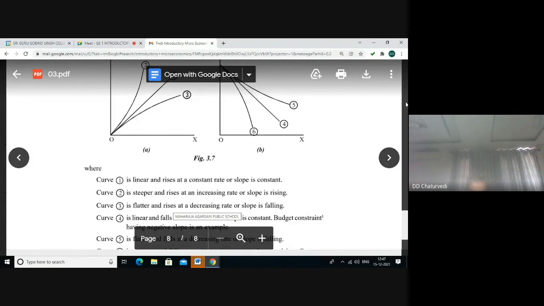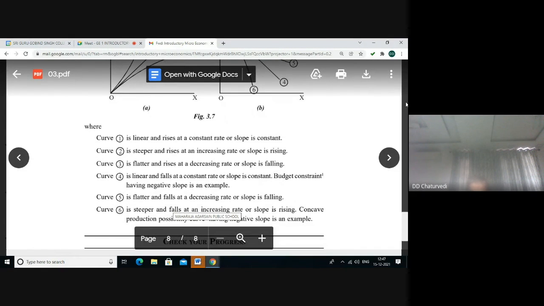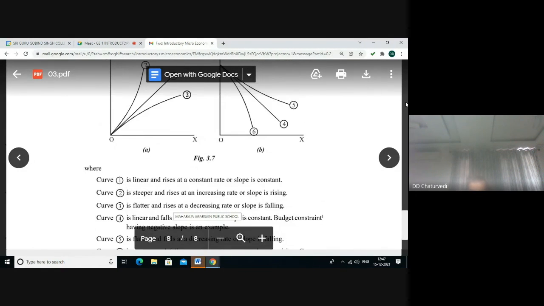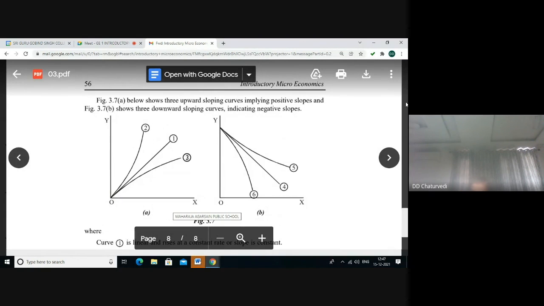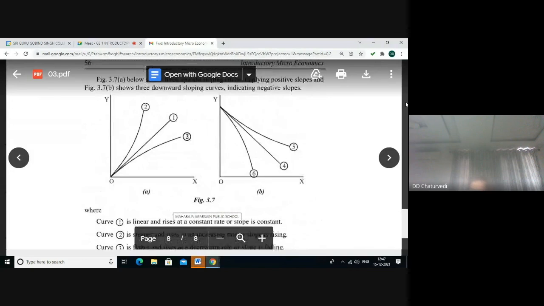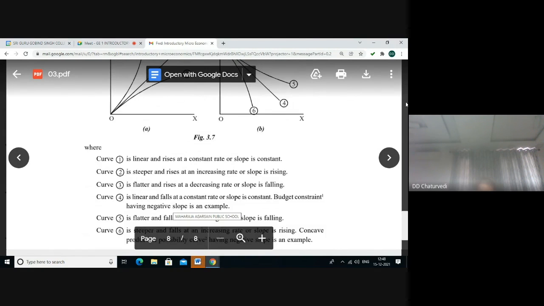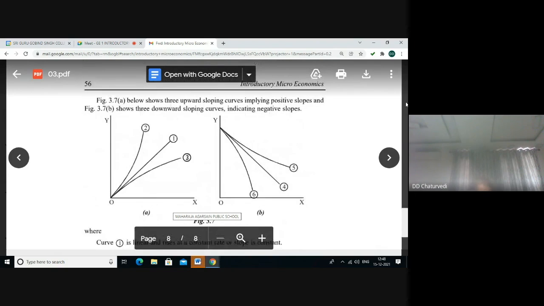When we look at curve number 4, it is linear and it falls at constant rate. Budget constraint having negative slope is one such example. Curve number 5 is flatter, that falls at decreasing rate, and that means slope is falling. Curve number 6 is steeper and falls at increasing rate. That means slope is rising. You must have heard about production possibility curve that has negative slope. So this is an example of curve number 6.